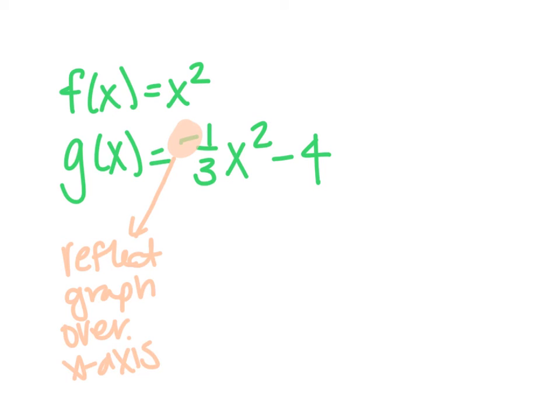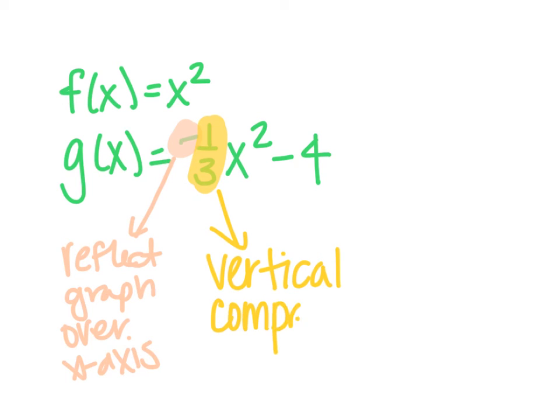The next thing I'm going to look at is my 1/3. That goes back to what we learned last class period. The 1/3 is not inside parentheses, so that tells us it's a vertical something. Vertical is normal, so it's a vertical compression because it's less than 1. It's a vertical compression of 1/3.